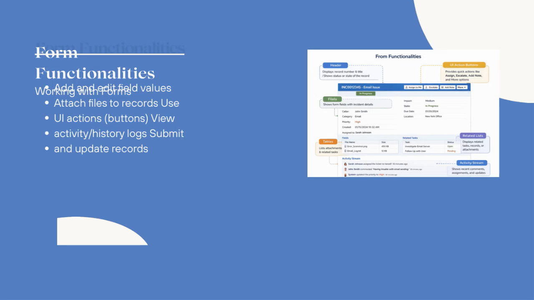Now, let's explore some of the key functionalities you can perform with forms. First, you can add and edit field values, which allows you to keep your records accurate and up-to-date. Next, attaching files to records is straightforward, making it easy to include relevant documents or images directly within a form. You can also use UI actions, like buttons, to trigger specific processes or workflows right from the form interface.